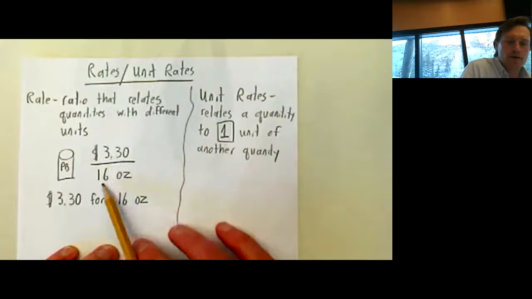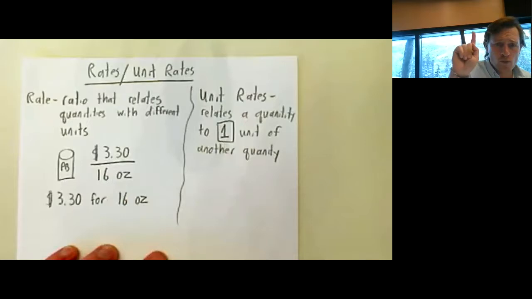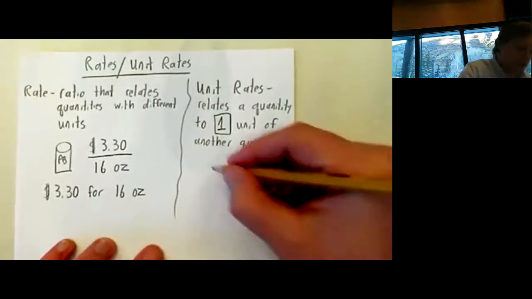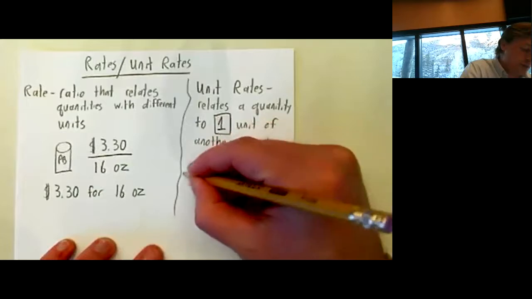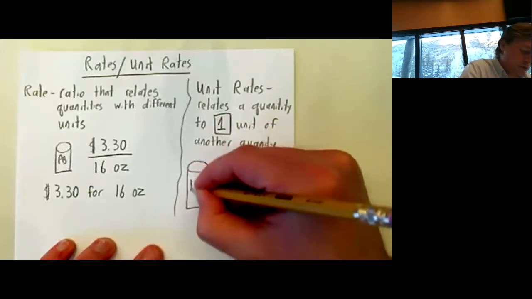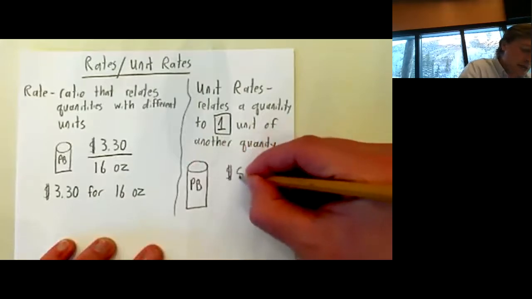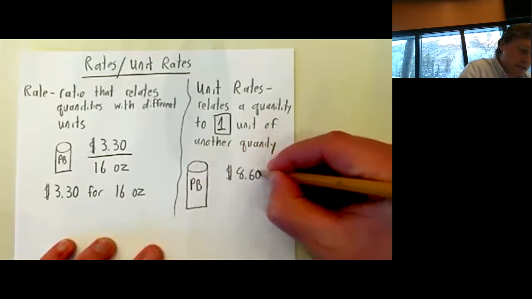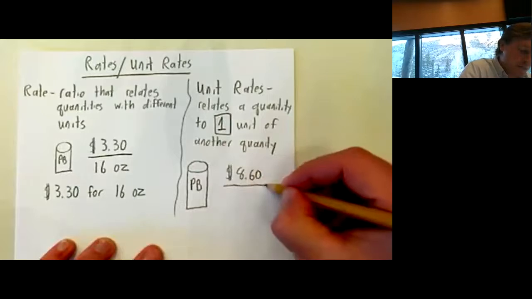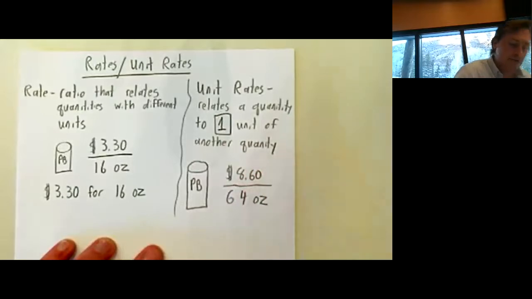Over here, we're dealing with numbers greater than 1, 16 ounces. But now we're going to talk about one, what one unit costs. Let me show you what I'm talking about. We're going to take another jar of peanut butter. This one's a little bit different. Peanut butter. And this one's going to cost $8.60 for a jar that's 64 ounces.